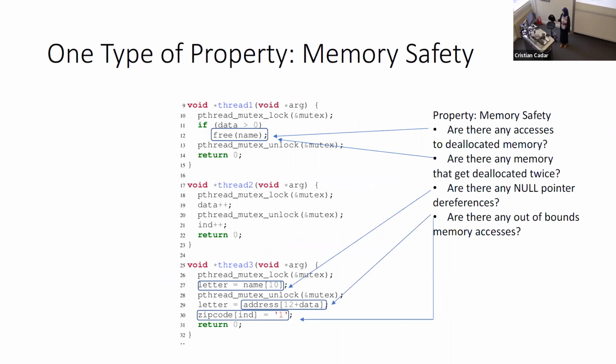So one type of property we're interested in checking is memory safety. So we're interested in out of bound accesses, double frees, use after frees, and null pointer references. As we show in this example, we might want to know whether these types of bugs would be manifested in these code locations.